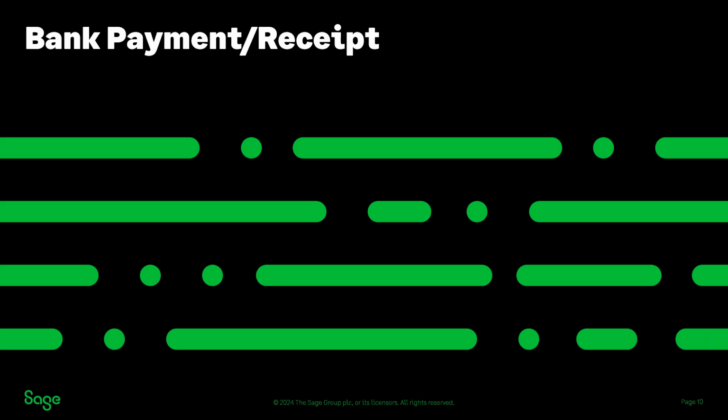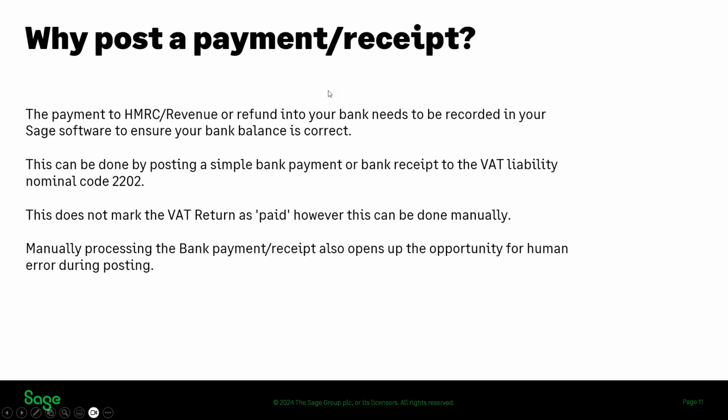Now, once you've done your transfer, could be down the line, you make your payment to or from HMRC or ROS, depending if you're in the UK or Ireland. And again, this is something that can be done manually or you can do within the VAT return. If you're going to do it manually, you're going to be looking at posting a bank payment or a bank receipt to the VAT liability nominal code to clear that balance down, which by default is 2202. What it doesn't do is it doesn't mark your VAT return as paid. Okay, so again, we've got the benefits of doing it within the VAT return.